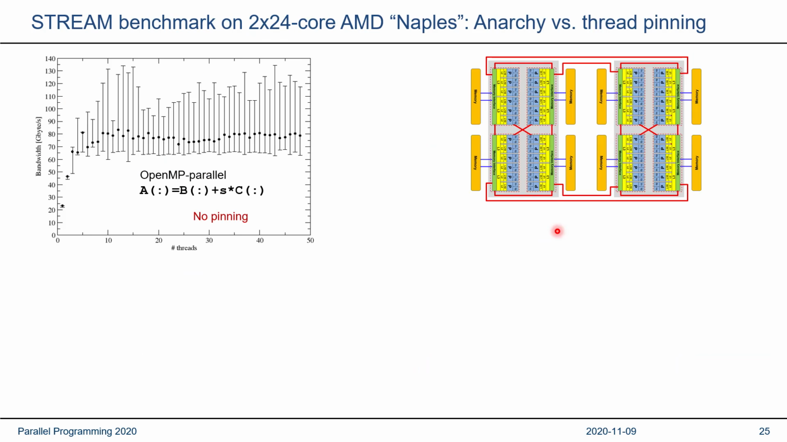To prove this, here's some data. I ran a stream benchmark. Stream is a very popular benchmark, and one part of it is this OpenMP parallel array computation: array A equals array B plus scalar times array C. For this experiment, I used a 48-core node. It has two sockets with 24 cores each. Each socket has 4 ccNUMA domains with 6 cores each. So this is an AMD Naples system.